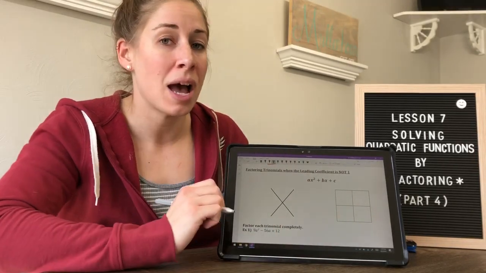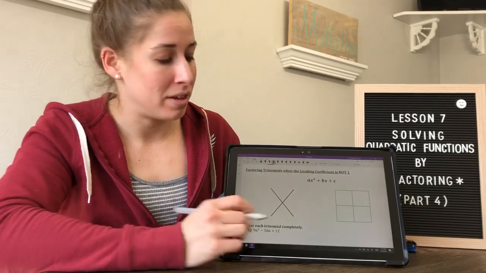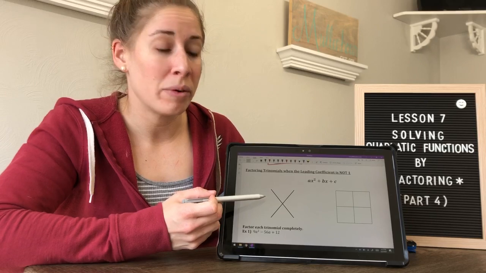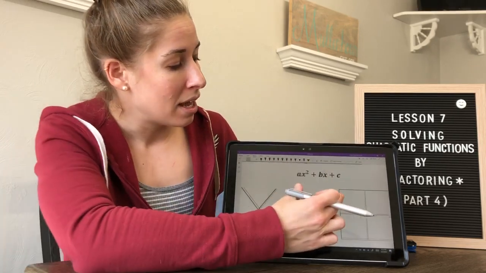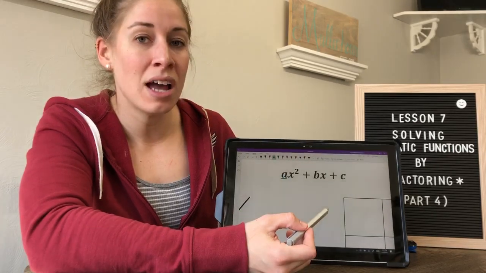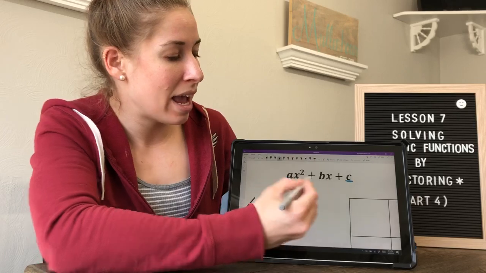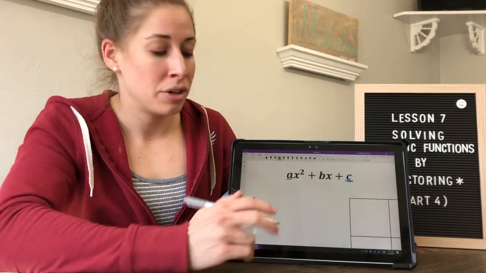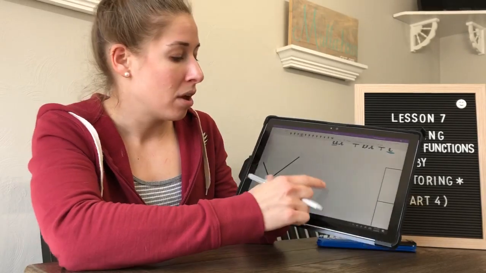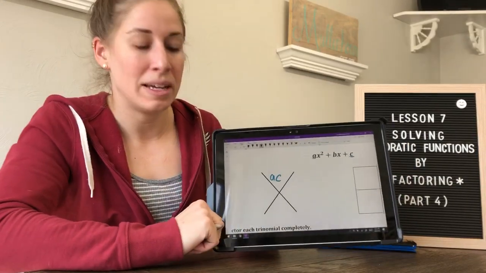You've already factored out a common monomial, your leading coefficient is not 1, so then you use the X and box method. So the X is still present and it's very similar to what we did before, except now since we have some number at the beginning, it's not a leading coefficient of 1, what we're going to put at the top of the X is A times C. So you're going to multiply the first coefficient times the constant. So at the top of your X, you have the product of A times C.